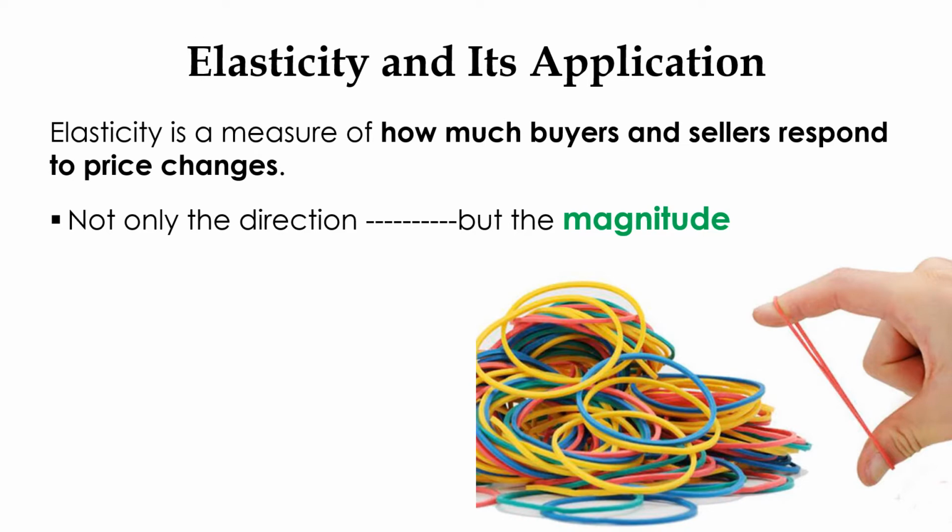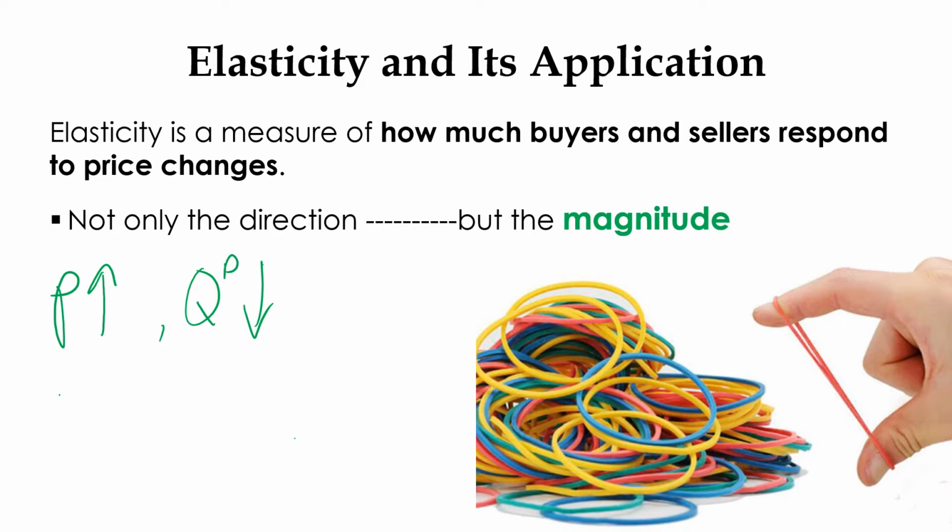So elasticity is a measure of how much buyers and sellers respond to price changes. In other words, if there's a price change, what will be the impact on either the quantity demanded or the quantity supplied? Now, in this video, we are talking about demand. And we know, because we talked about it, if price increases, what's going to happen to the quantity demanded? Is it going to go up or is it going to go down? Right, it's going to go down. We've already talked about the direction.